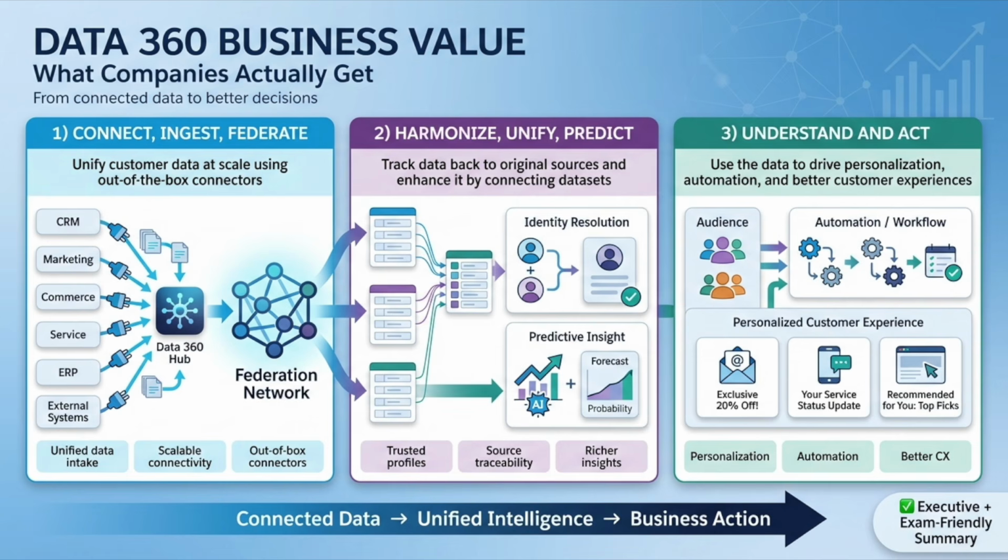Data 360 Business Value, what companies actually get. Data 360 creates value in 3 big stages. 1. Connect, ingest, federate. Unify customer data at scale using out-of-the-box connectors. 2. Harmonize, unify, predict. Track data back to original sources and enhance it by connecting datasets. 3. Understand and act. Use the data to drive personalization, automation, and better customer experiences.